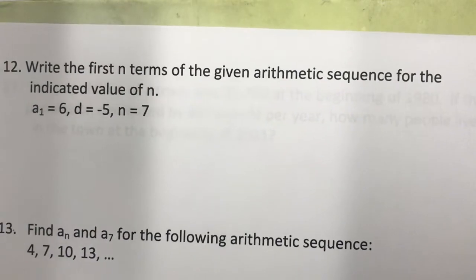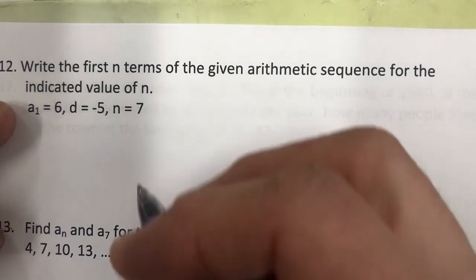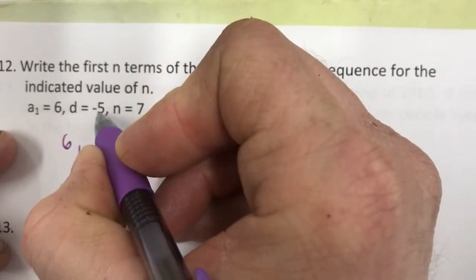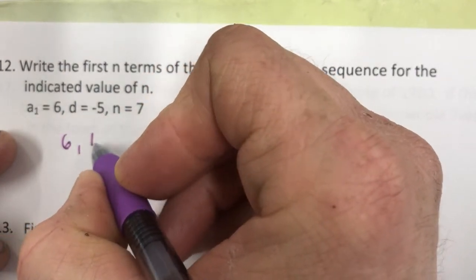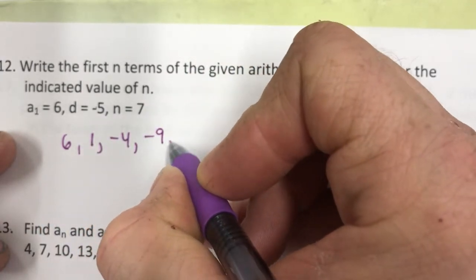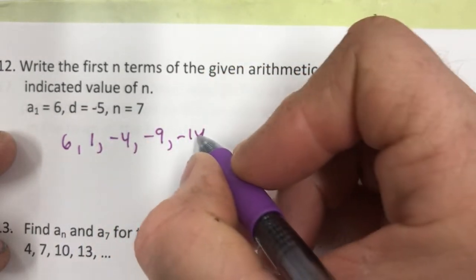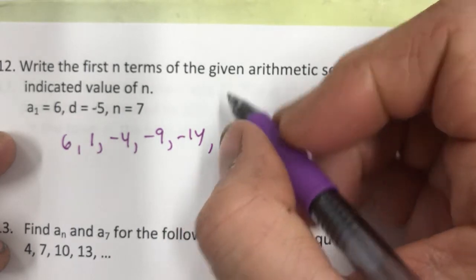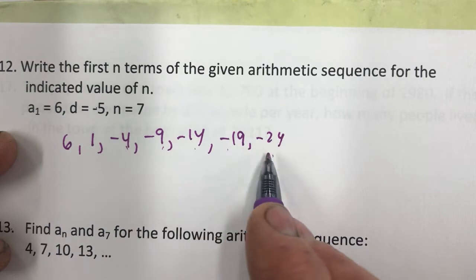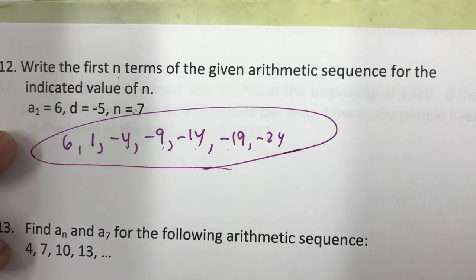Now number 12. Here's another one. The first term is 6. My difference is negative 5. So 6 plus negative 5 would be 1. 1 plus negative 5 would be negative 4. Negative 4 plus negative 5 is negative 9. Negative 9 plus negative 5 is negative 14. Negative 14 plus negative 5 is negative 19. And negative 19 plus negative 5 is negative 24. 1, 2, 3, 4, 5, 6, 7. There are my first 7 terms, because n is 7, so I'm finding the first 7 terms.